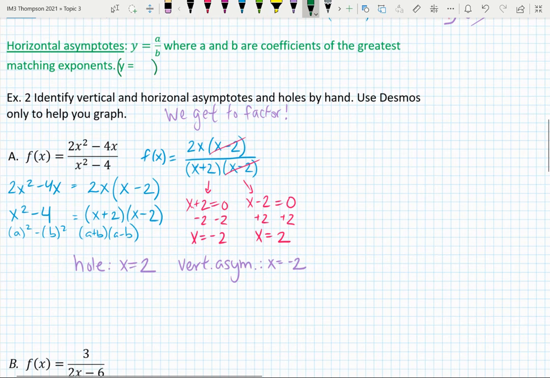Okay, the next piece of the puzzle is this idea of horizontal asymptotes, and this is a little bit of figuring. So I'm going to take the coefficients of the greatest matching exponents. This one's easy because I have greatest matching exponents. So look on top, 2x squared minus 4x, greatest exponent is x squared, cool. On bottom, greatest exponent is x squared. So I'm going to look at the coefficients of those highest matching exponents.